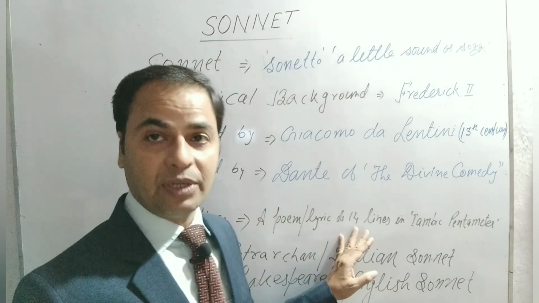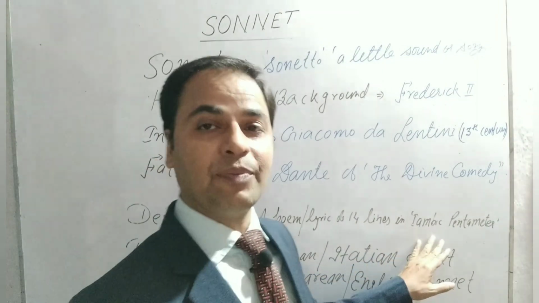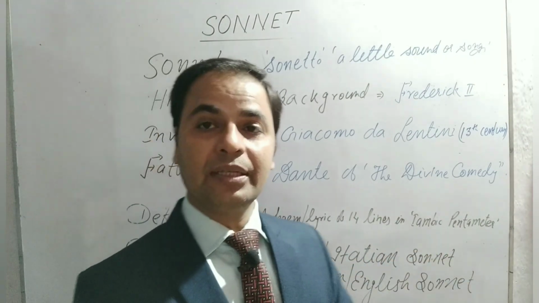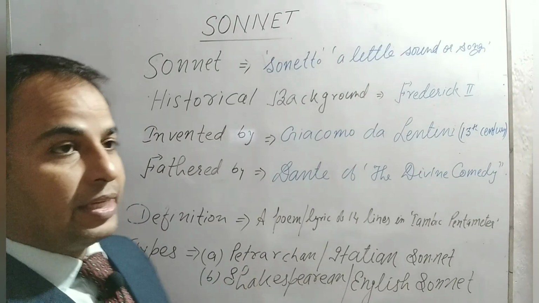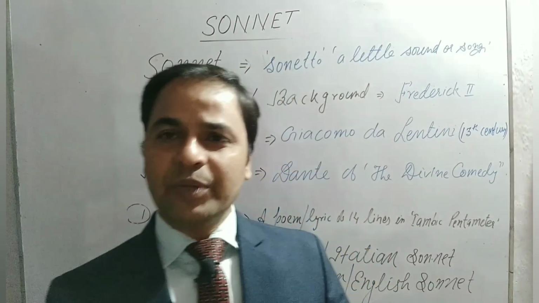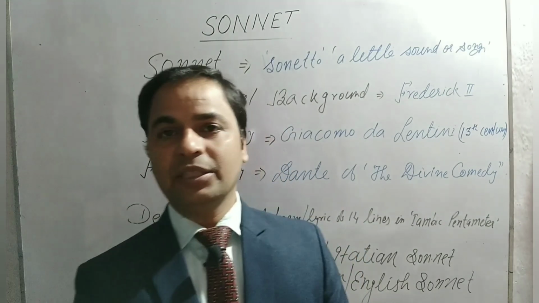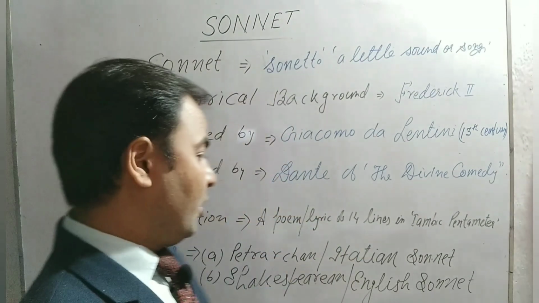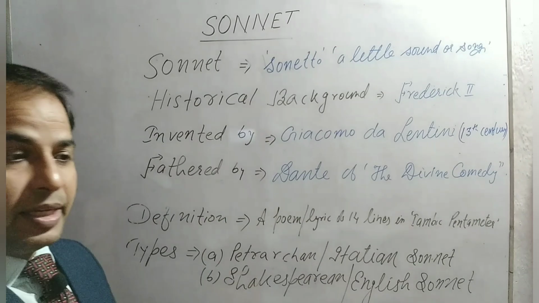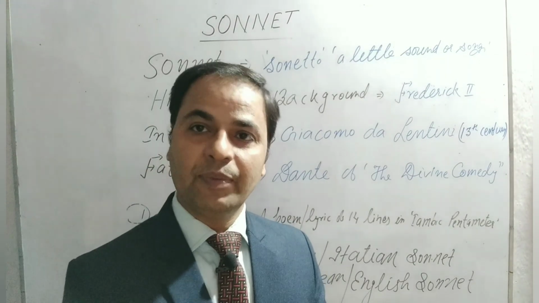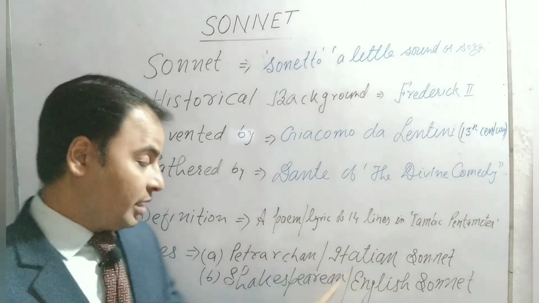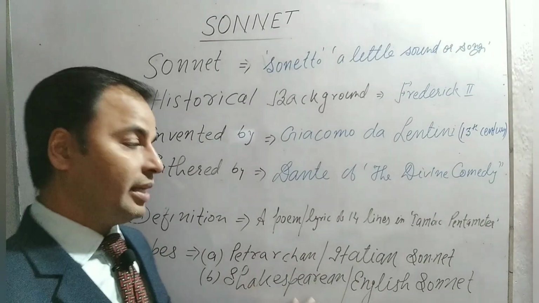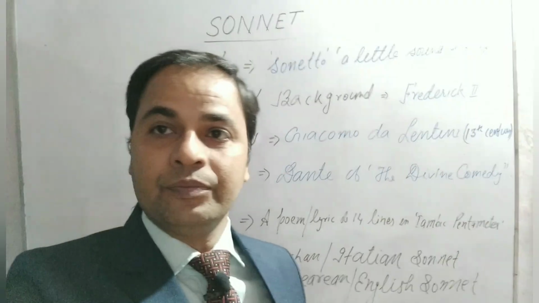Any kind of poem or lyric that has been written in 14 lines and the style is iambic pentameter, then we can say that it is a sonnet. Basically, a sonnet can be an expression of a single thought, idea, situation or feeling. There are many kinds of sonnets, but mainly we divide sonnets into two parts. The first one is known as Petrarchan or Italian sonnet. The second one is Shakespearean or English sonnet.